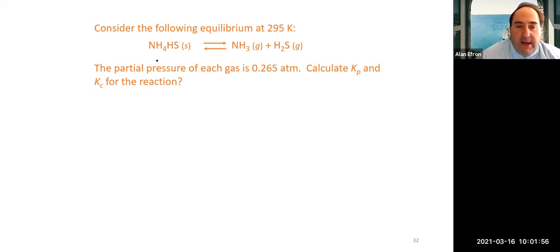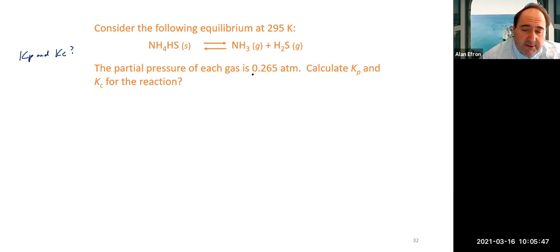We have the following reaction here. We want to calculate the Kp and the Kc for this reaction. The partial pressures of both gases are 0.265, it looks like. So see what you come up with. Again, looking for two answers, Kp and Kc here. So take a few minutes here, see what you come up with. Then we'll talk about it and see how you did.